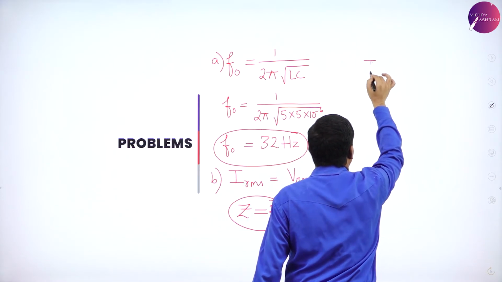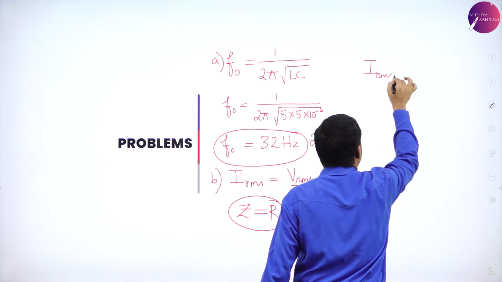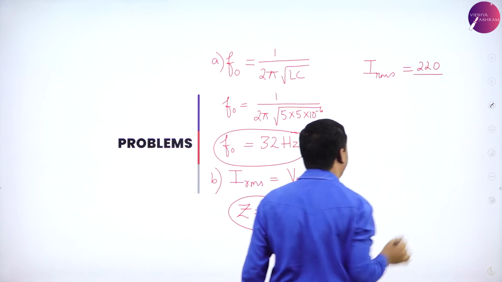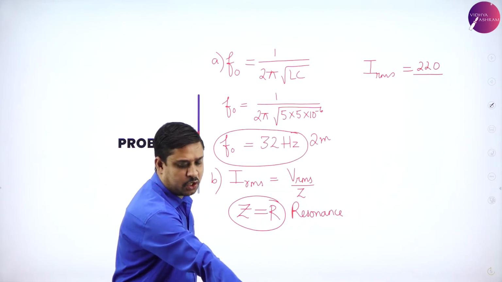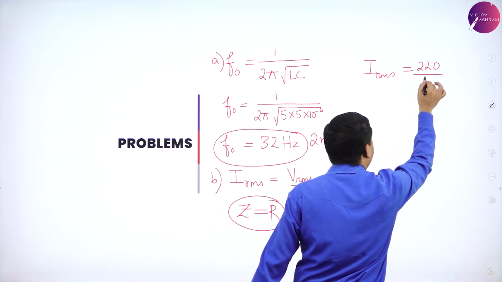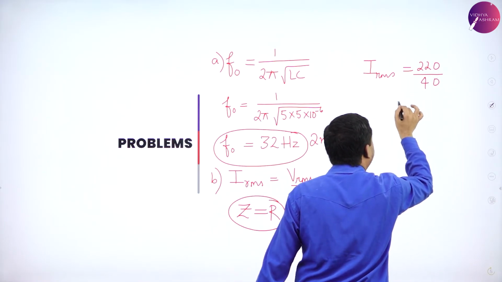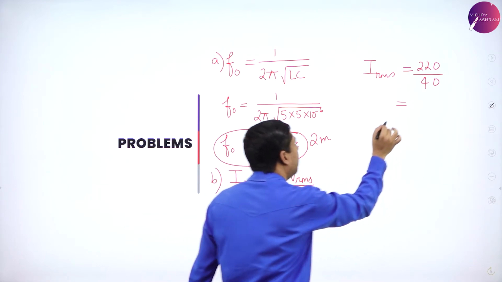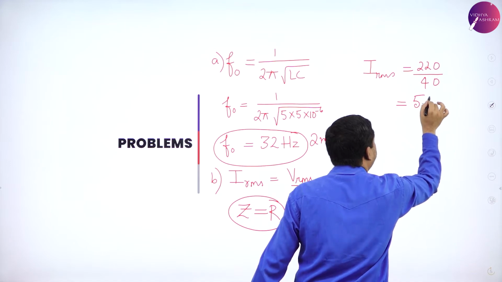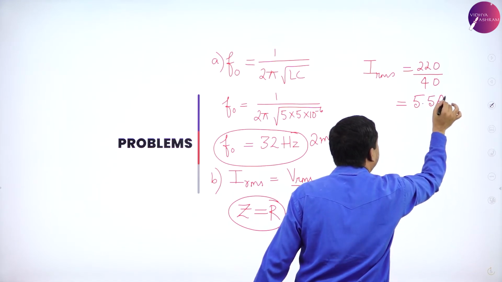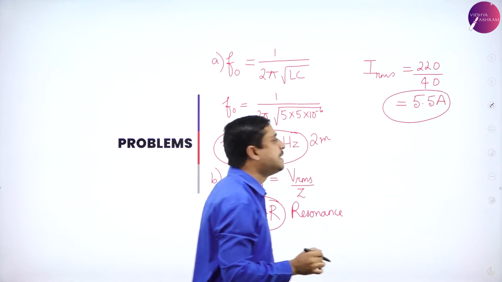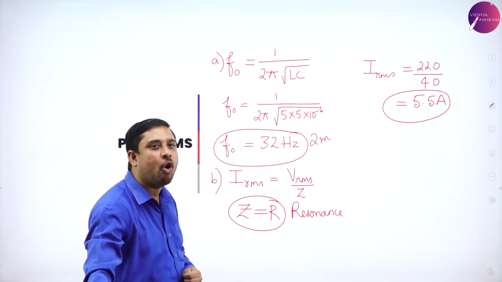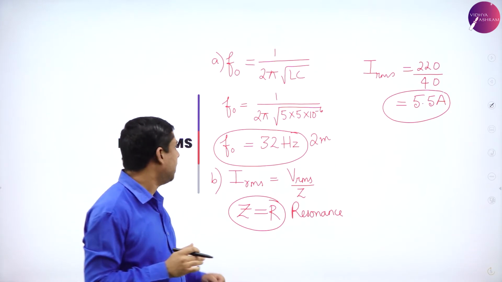So IRMS is 220 divided by, now what is the value of R? It is 40. So 22 by 4, 11 by 2, 5.5 amperes. So see, easily I have arrived at the current flowing through the circuit.